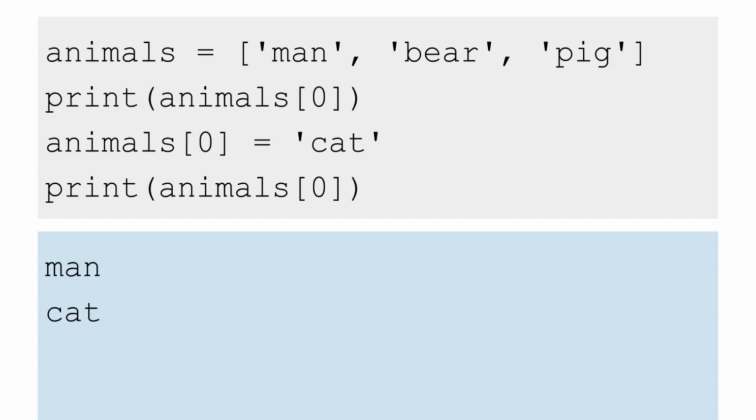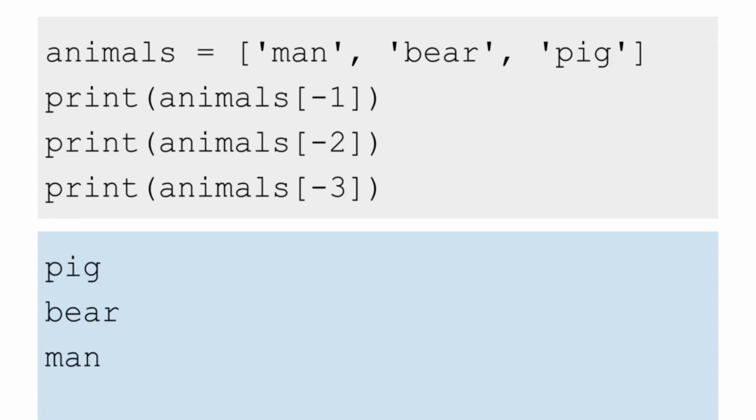Not only can you access values by index, you can also set values by index. First, we create a list, and the first value is man, the second bear, and the third pig. The print statement shows that the first item at index 0 is indeed man. Now we set animals at index 0 equal to cat, and when we print animals at index 0, it shows that indeed that value is now cat.